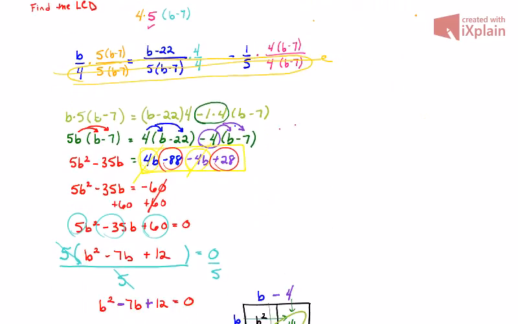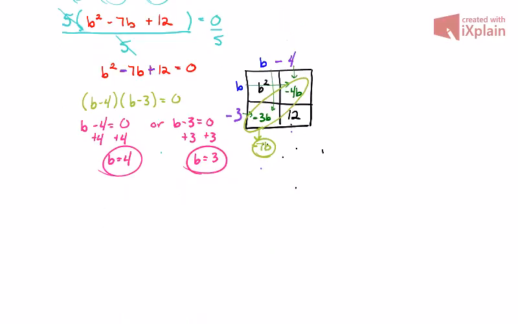So to conclude, because this was quite a problem, our two solutions would be b is equal to 4 or b is equal to 3.